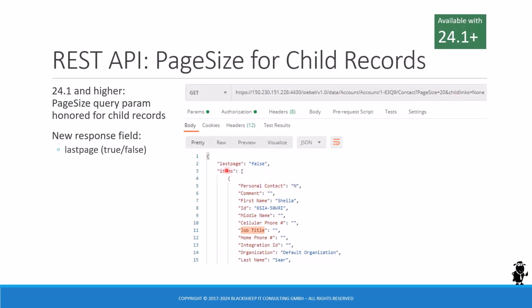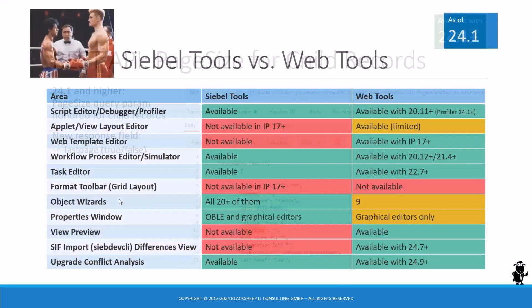There's also a new field I found in the response, saying last page false or true, which is also nice for any pagination that you have to do. So yeah, that's also a good thing to know about Siebel 24.1, and I think that's it.